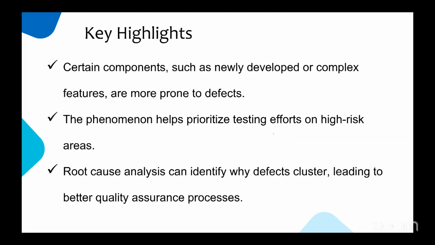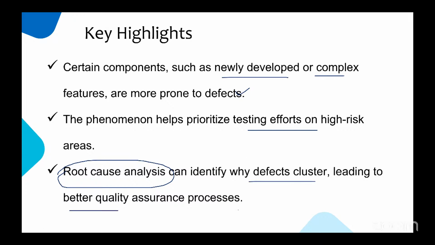Then comes the key highlights. Certain components which are newly developed or complex are more prone to defects. Something newly created, or already complex, means more defects are possible. This helps prioritize the test efforts on the risk areas. And this is a very important keyword: root cause analysis. You got a defect last time. Why did that defect come? Which module was it related to? You have to go and analyze. You can identify why defects cluster, leading to better quality assurance.